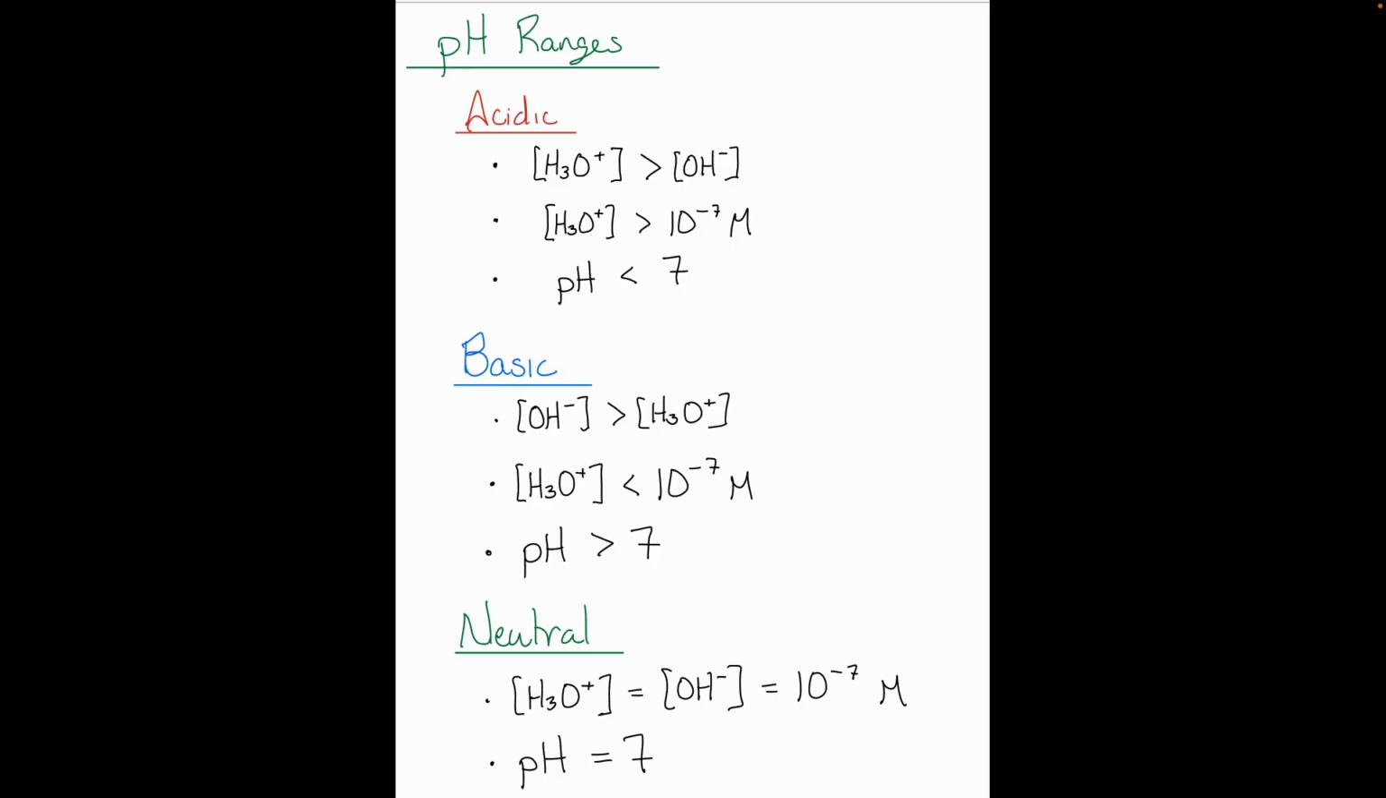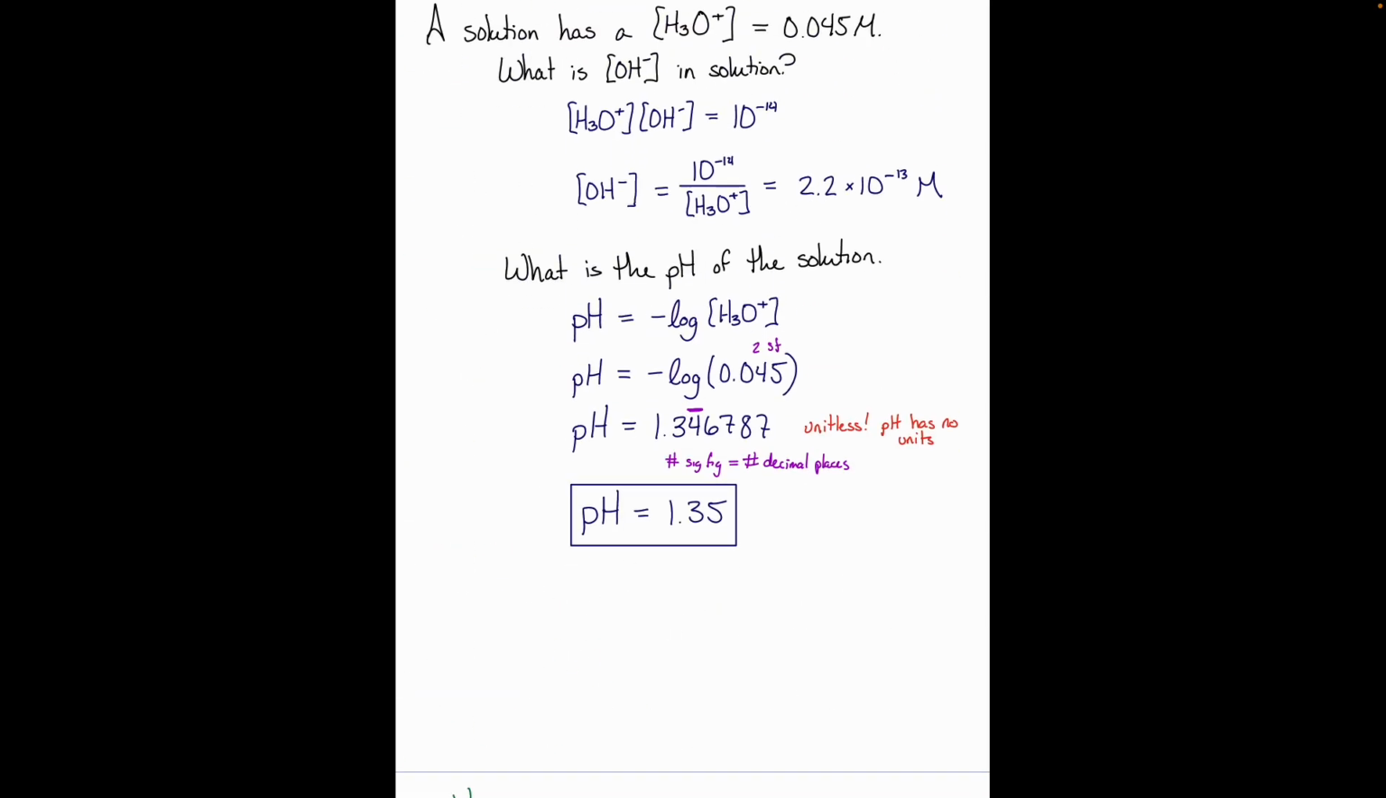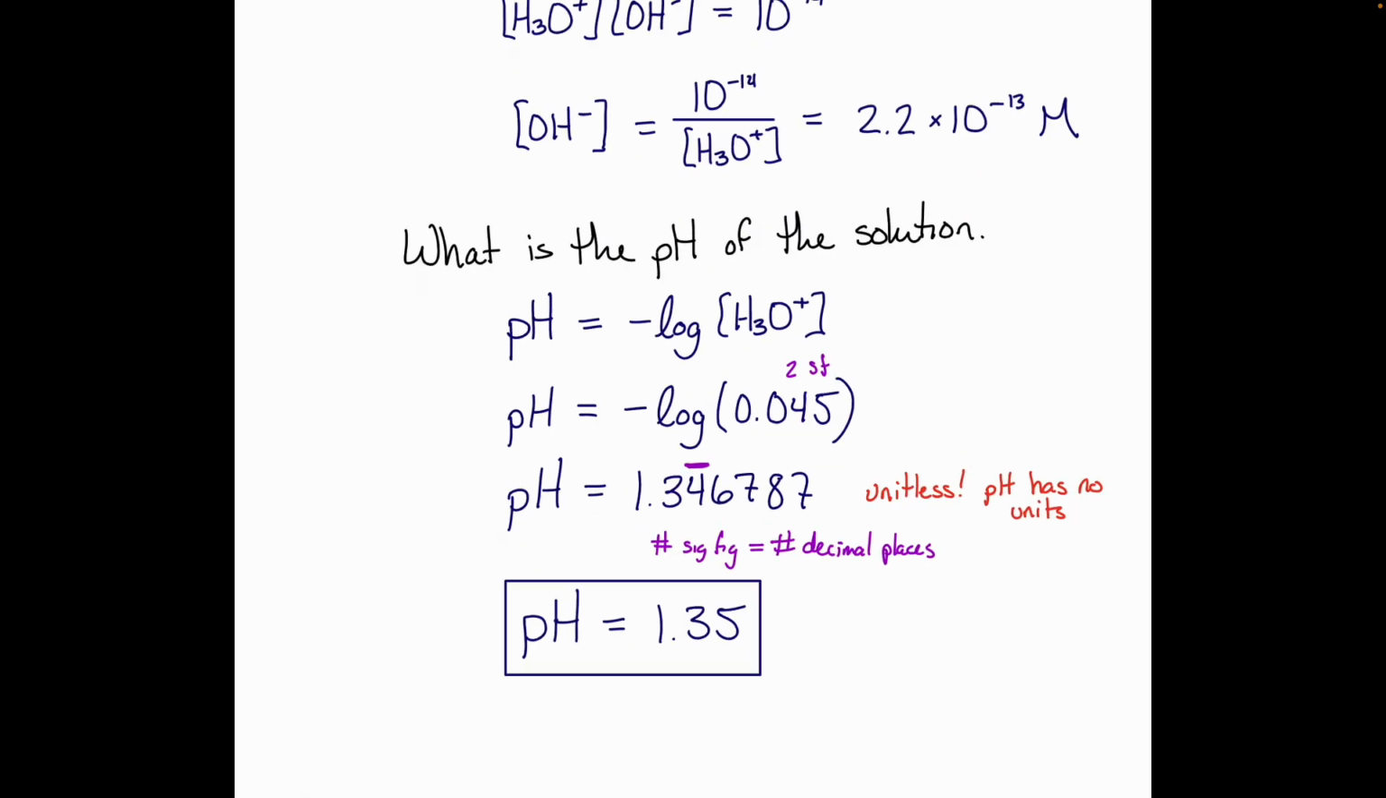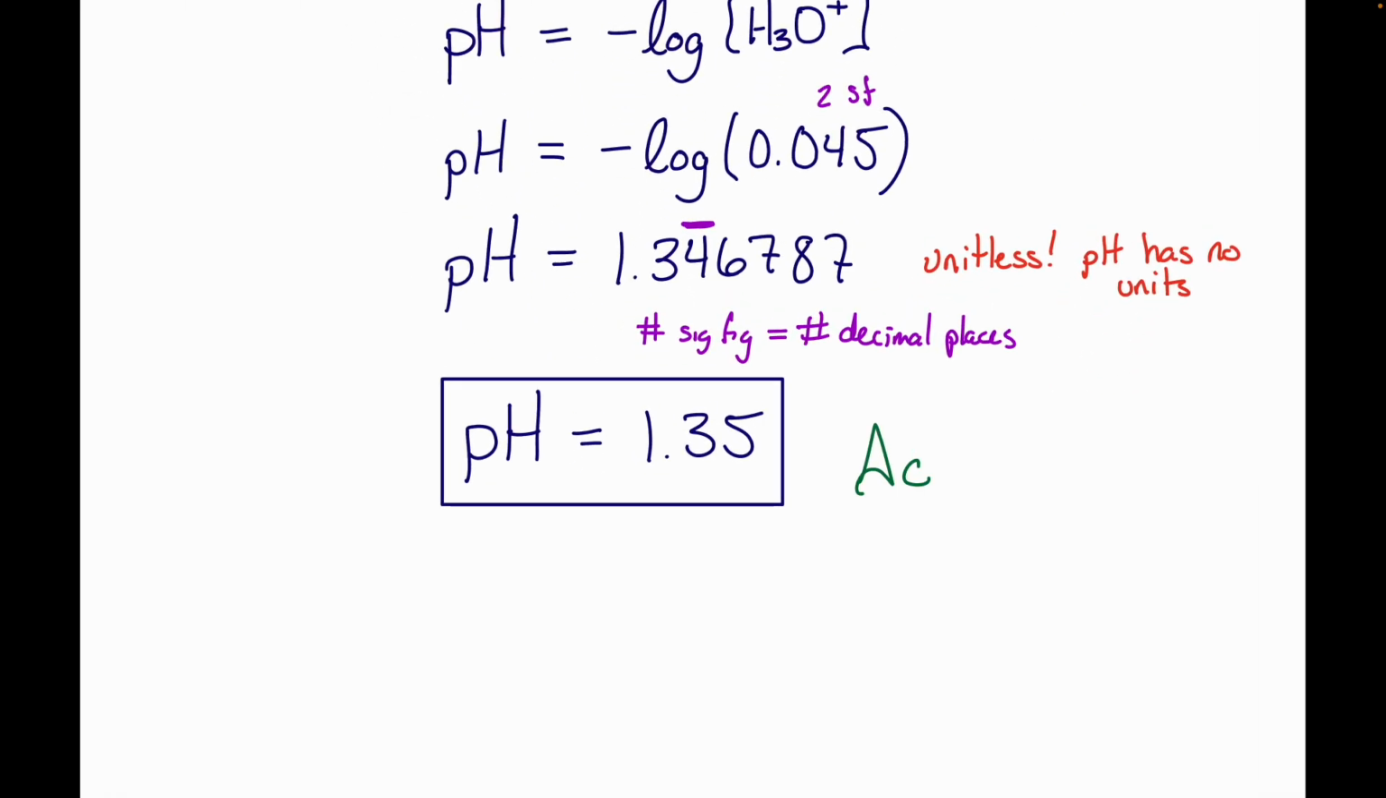Okay? So what would we say about our solution that we made here? Is this an acidic or a basic solution? An acidic solution. First of all, the concentration of hydronium was way more than the concentration of hydroxide. I also had that pH less than 7. So both of these are pointing to the fact that this would be an acidic solution.